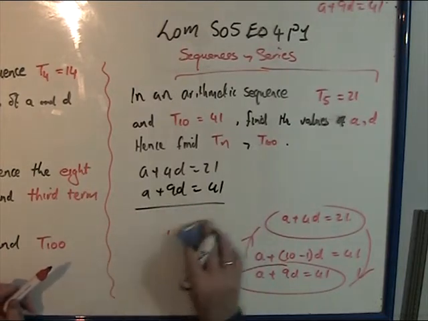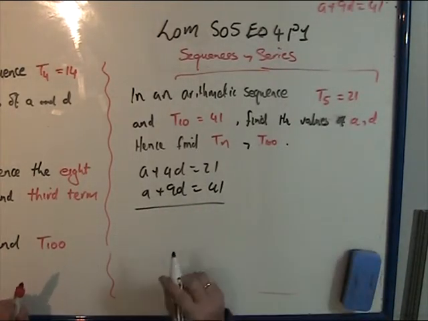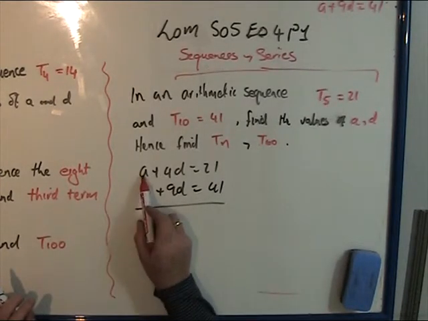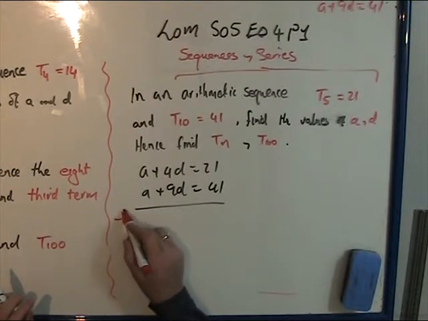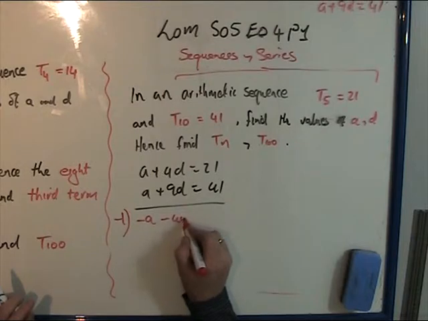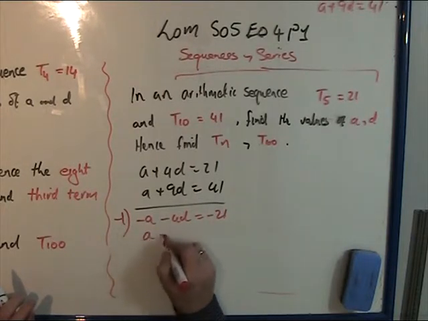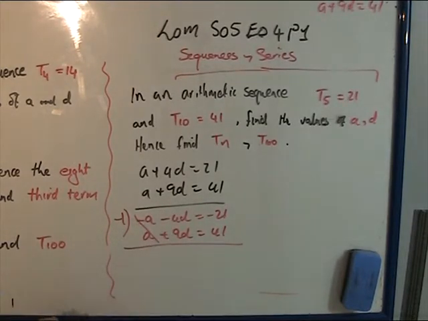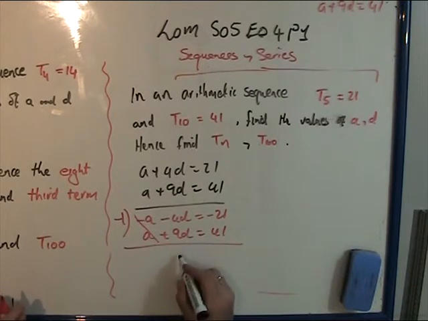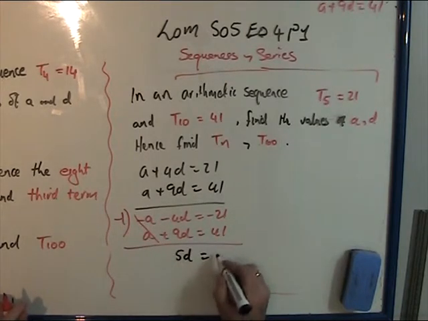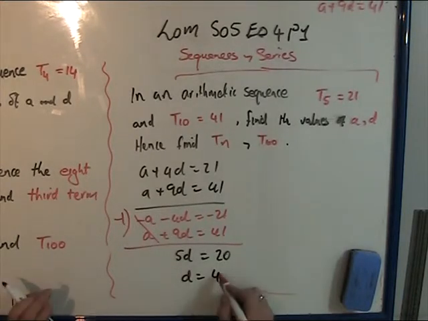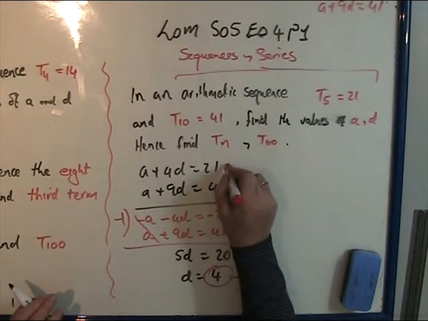Now you're looking at this and saying, how can I solve this? I multiply one equation by a number to eliminate a term. I've got A here, so I'm going to multiply the top by minus 1: minus A minus 4D is equal to minus 21. A plus 9D is equal to 41. Bring down the next line, I didn't do anything to it. I cancel them out. 9D minus 4D is 5D, is equal to minus 21 plus 41, which is 20. So D is equal to 4.